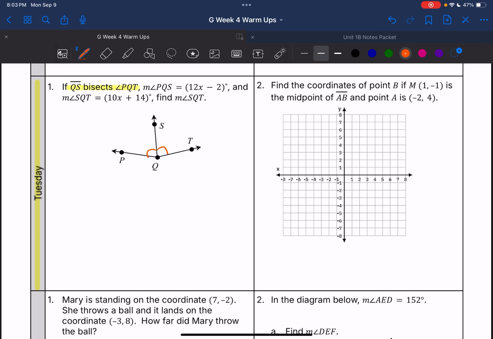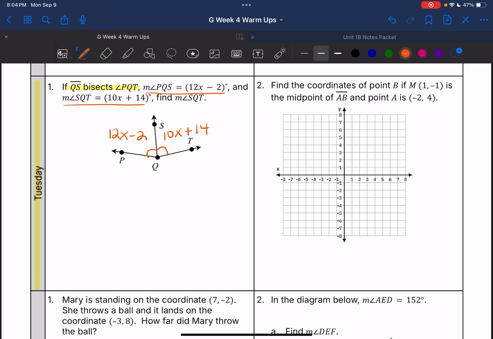Next part says the measure of PQS is 12x minus 2. So that's here on the left. And then the measure of SQT is 10x plus 14. Find the measure of SQT.